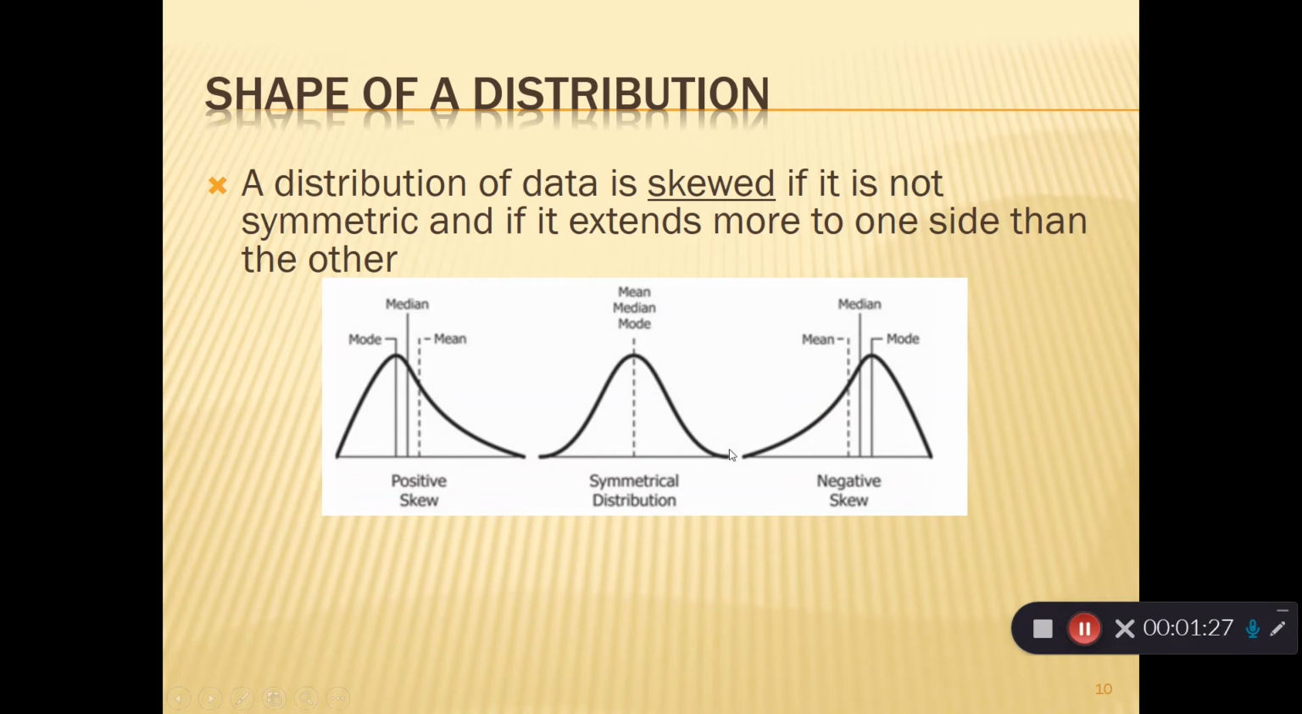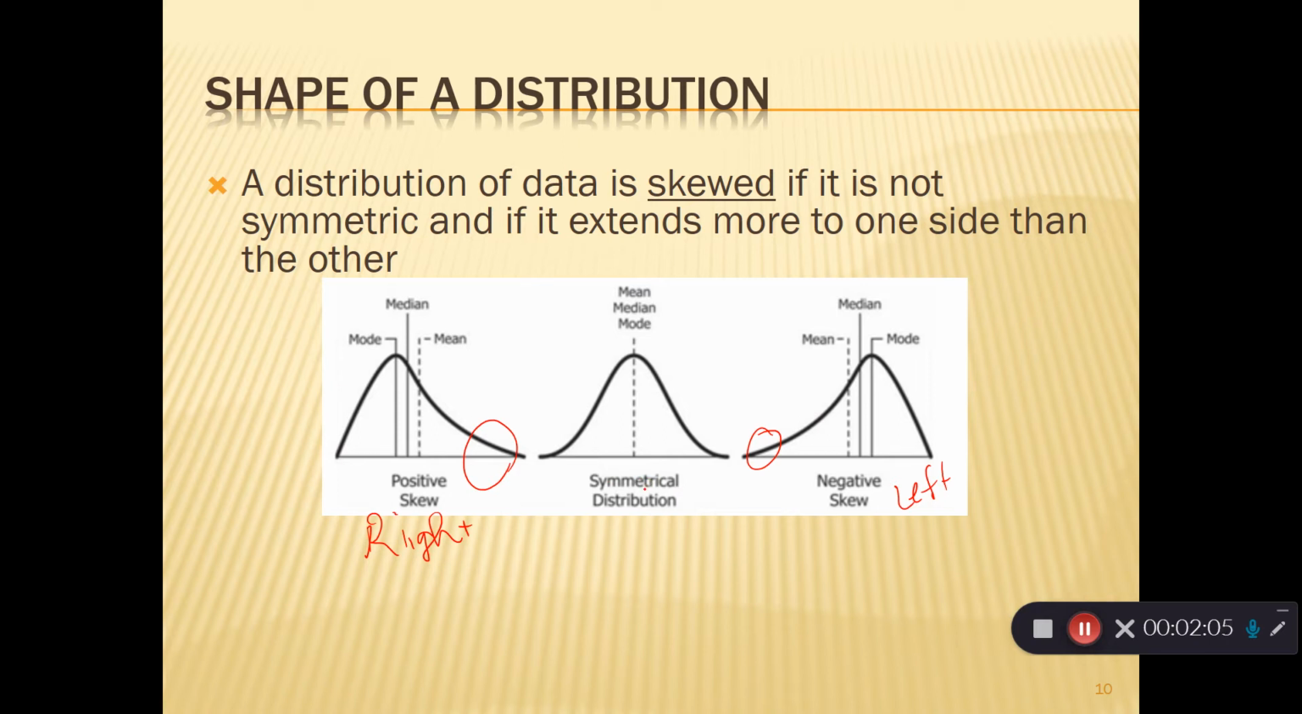Now, also when we're talking about the shape of the distribution, we can talk about the skewness. The skewness is a leaning of the distribution to one side or the other. It is positively skewed or skewed right if we have a tail to the right. It is negatively skewed or skewed left if we have a tail to the left. If it looks about the same on both sides, it is a symmetrical distribution.